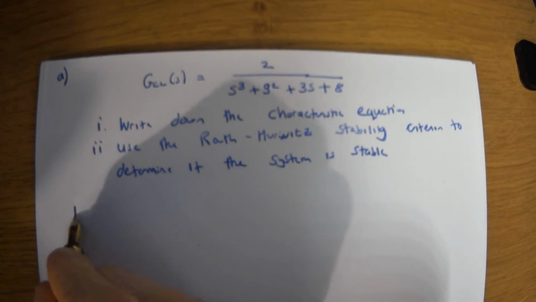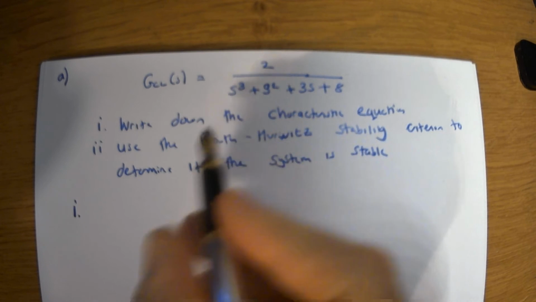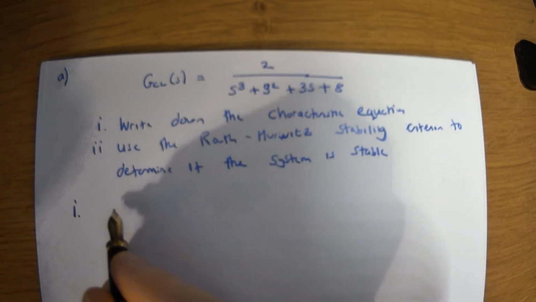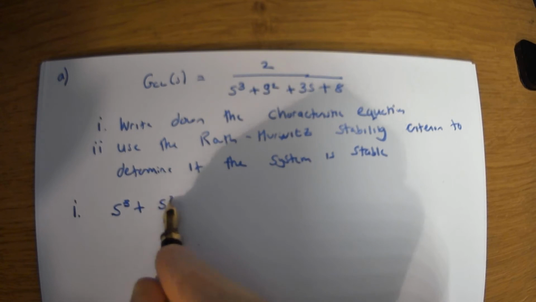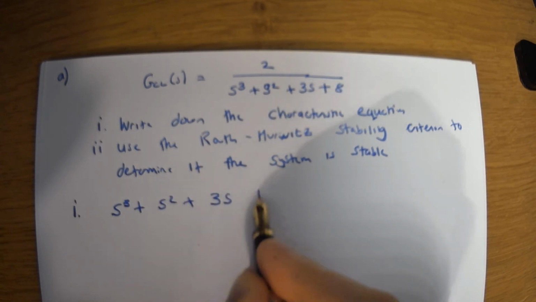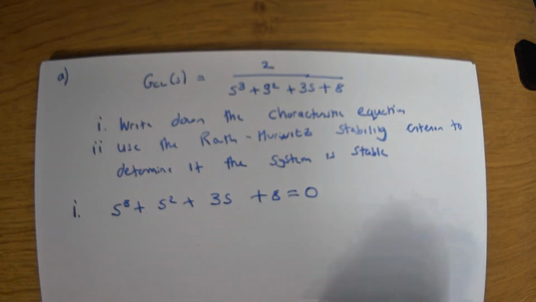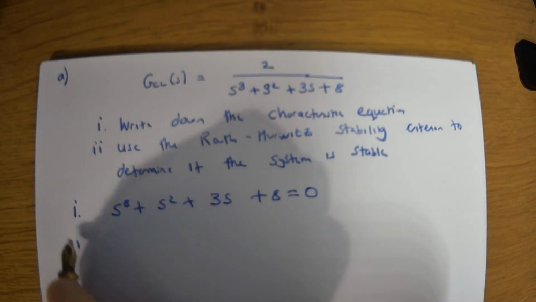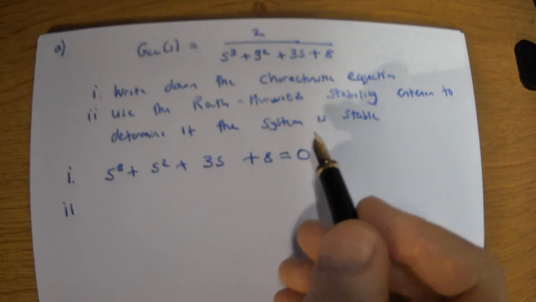For the first part, nice and straightforward, we effectively just take the denominator of the closed loop transfer function, which is s cubed plus s squared plus 3s plus 8, and equate that to 0. The next part: use the Routh-Hurwitz stability criterion to determine if the system is stable.